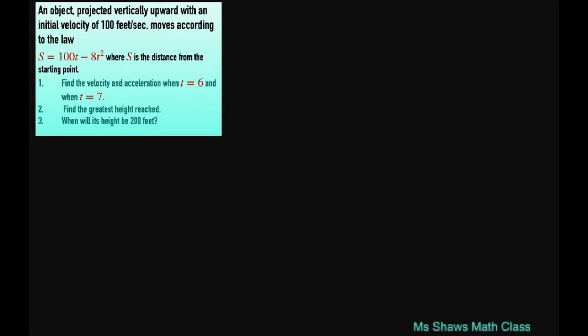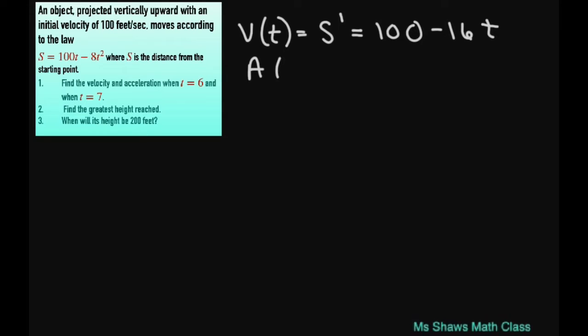So for the first part, we're just going to find our velocity and acceleration. So the velocity of t equals s prime, and that's going to be 100 minus 16t. All right, and your acceleration of t equals the derivative of your velocity of t, and that's just going to equal negative 16.